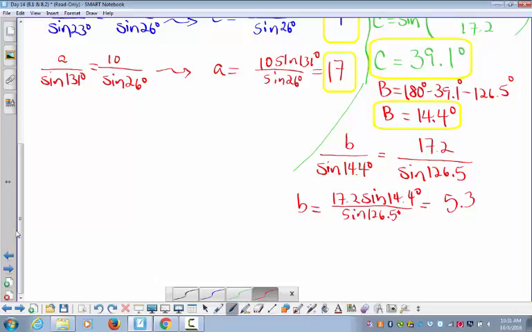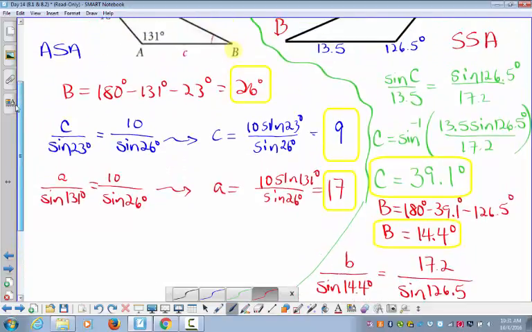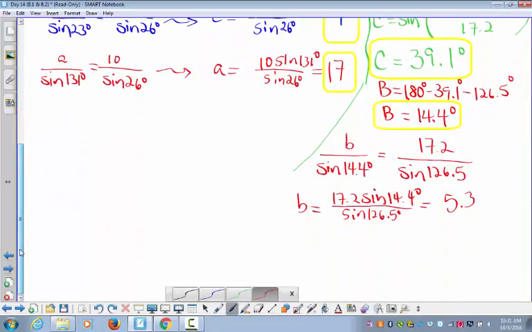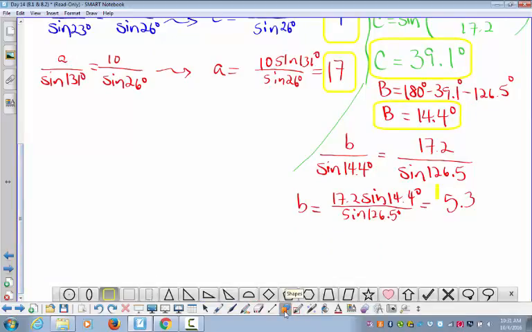So did we round consistently? There we go. So sides, if we look at our sides, they're all rounded to the nearest tenth. So we round that to the nearest tenth also.